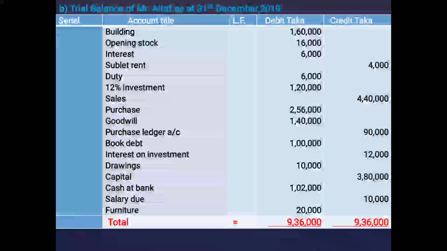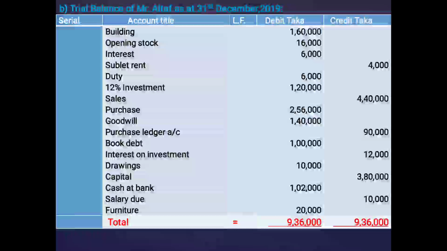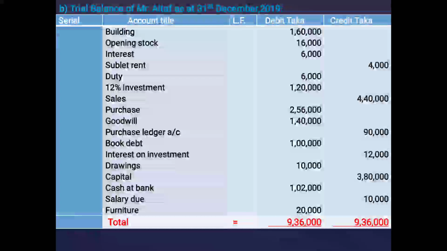12% investment, that is the amount of long-term investment, it is treated as an asset, so it is debited in the trial balance. Sales, this is the biggest amount of revenue income in any business, so sales is credited. All revenue income shows a credit balance.